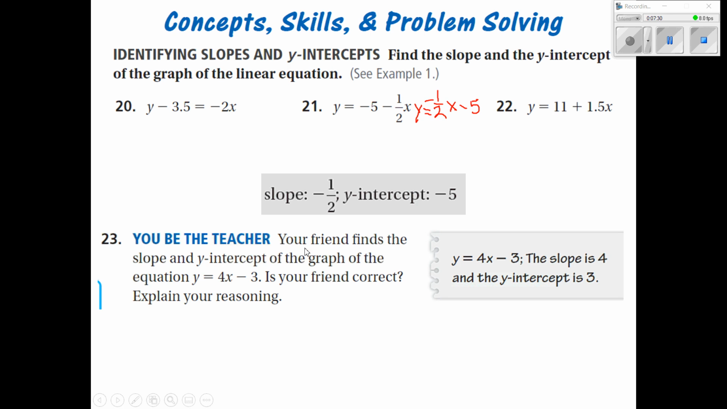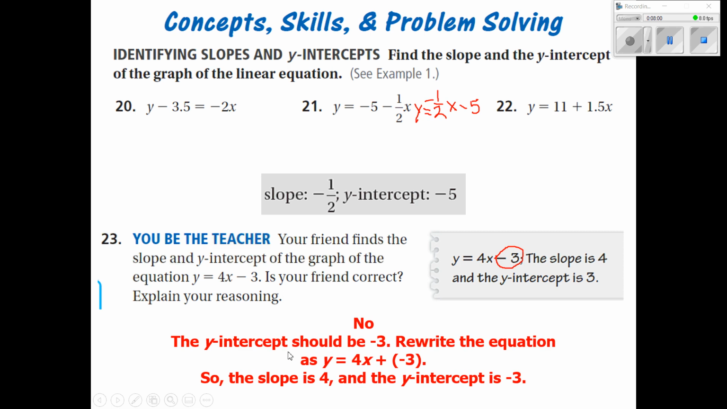All right, number 23, you be the teacher. Your friend finds the slope and y-intercept of the graph of the equation y equals 4x minus 3. Is your friend correct? He's saying that the slope is 4 and the y-intercept is 3, and that's incorrect. Actually, the y-intercept is going to be -3. Don't forget, this negative sign belongs with the 3. So your friend is incorrect. It should be -3. So you can see it says no, the y-intercept should be -3. Rewrite the equation, and you would put y equals 4x plus -3. The slope is 4, and the y-intercept is -3.